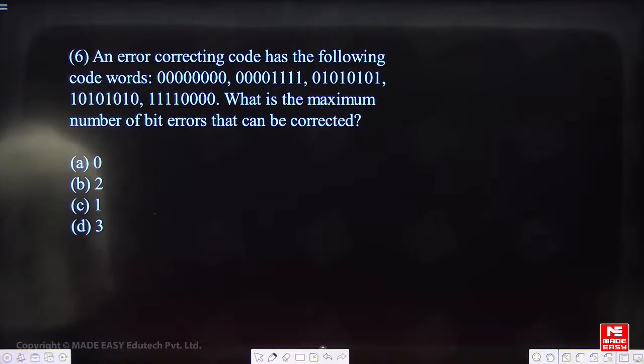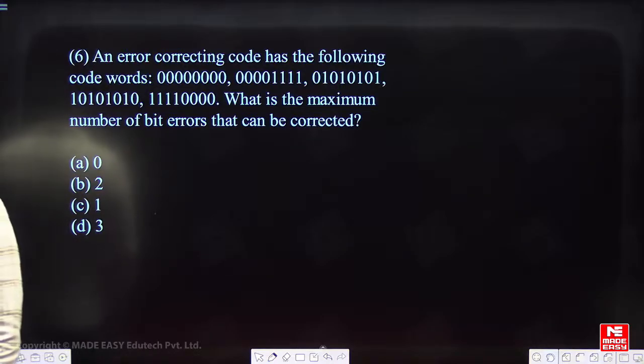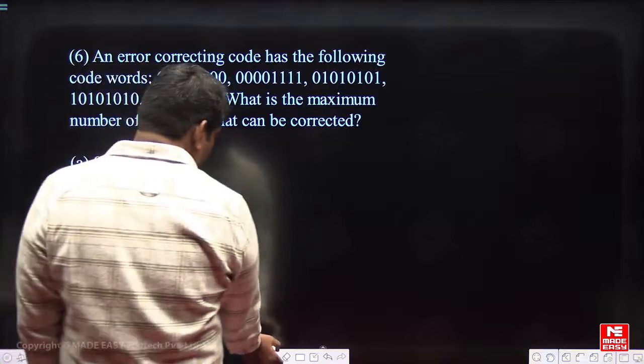Babu, you are telling that it is 3. No, no, see, it is not a detection, they are asking for the correction. Yes, Varun Kumar, very good. C is the answer, okay. So how to find? It's very simple.